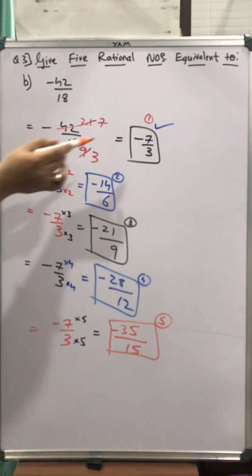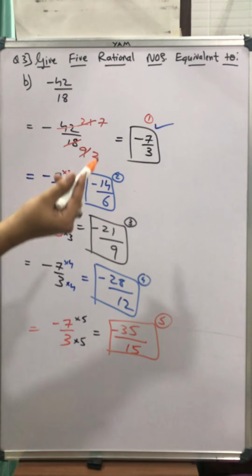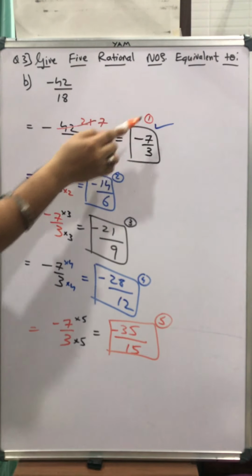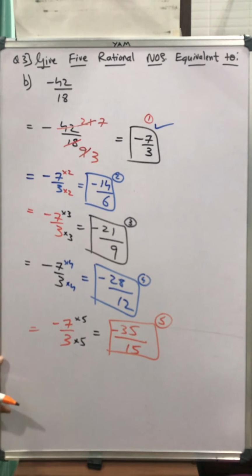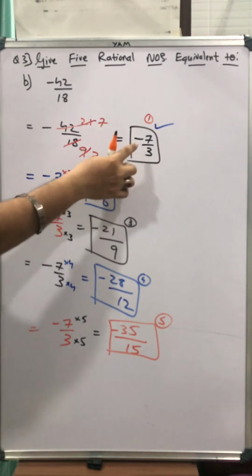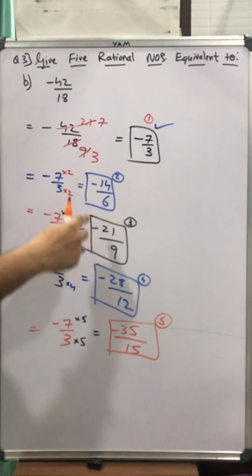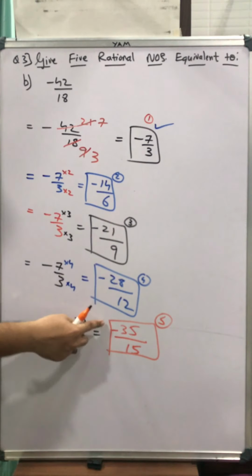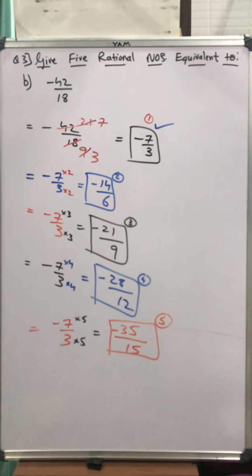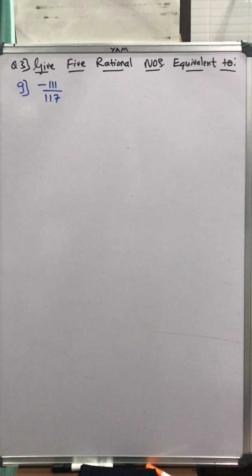The numbers at the top I have mentioned just for the explanation, so don't write these numbers 1, 2, 3, 4, 5. At the end of the solution you just have to write them separated with commas: minus 7 upon 3, comma, minus 14 upon 6, comma, minus 21 upon 9, comma, minus 28 upon 12, comma, minus 35 upon 15. These are our 5 rational numbers. Please do it, students.